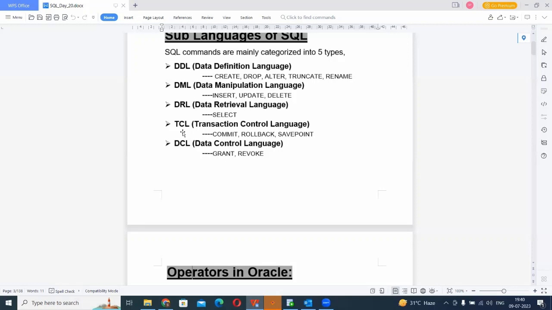And then the next language we have is TCL. TCL simply stands for Transaction Control Language. And what are the commands that fall into TCL? The commands are commit, rollback, and savepoint. And then I have DCL. What are the commands that fall into DCL? They are grant and revoke. So guys, these are the sublanguages of SQL.